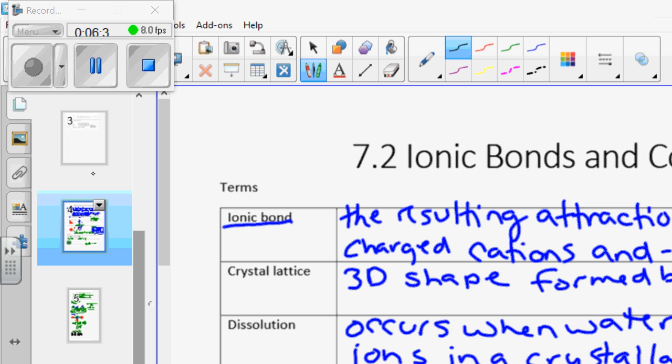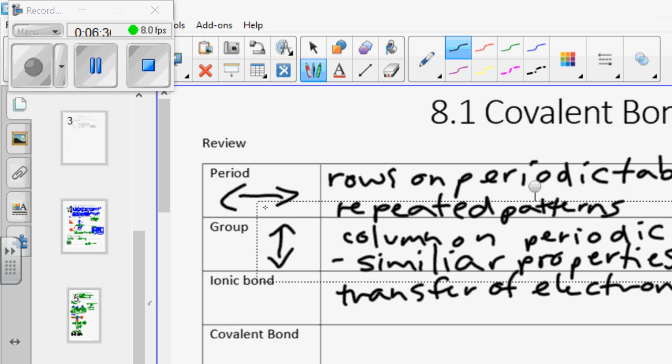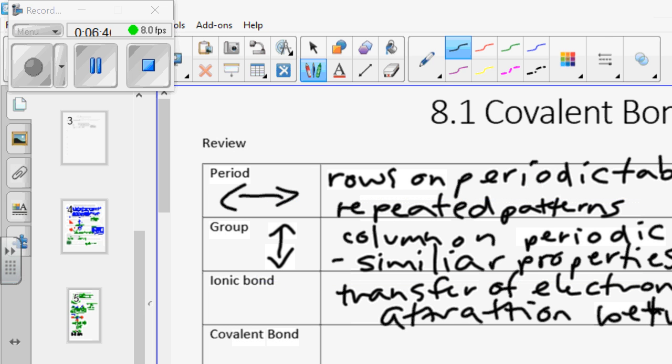What else did we say about ionic bonds? It is an attraction between a cation, I like cats, and an anion. I don't like onions. So we have that attraction there. The cation is a metal, the anion is a non-metal.